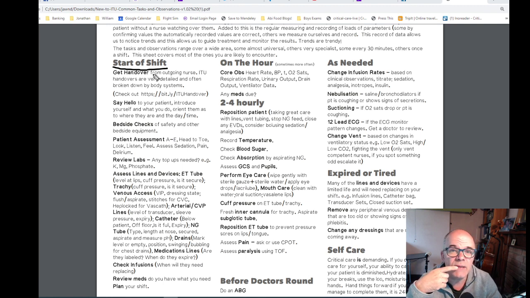We need to assess the level at the lips. Why is that important? Well, if the tube's moved in or out, we need to know, and the only way we're going to know that is by knowing where it is at the lips when we start our shift. So let's say it's 23 centimetres. If it's moved to 25 or 21, then you know it's moved either in or out, which can compromise the patient's ventilation.